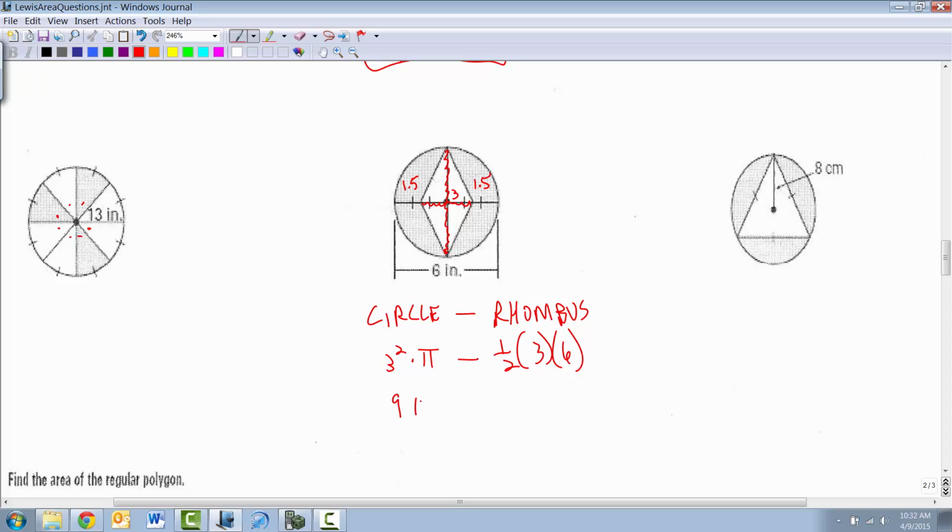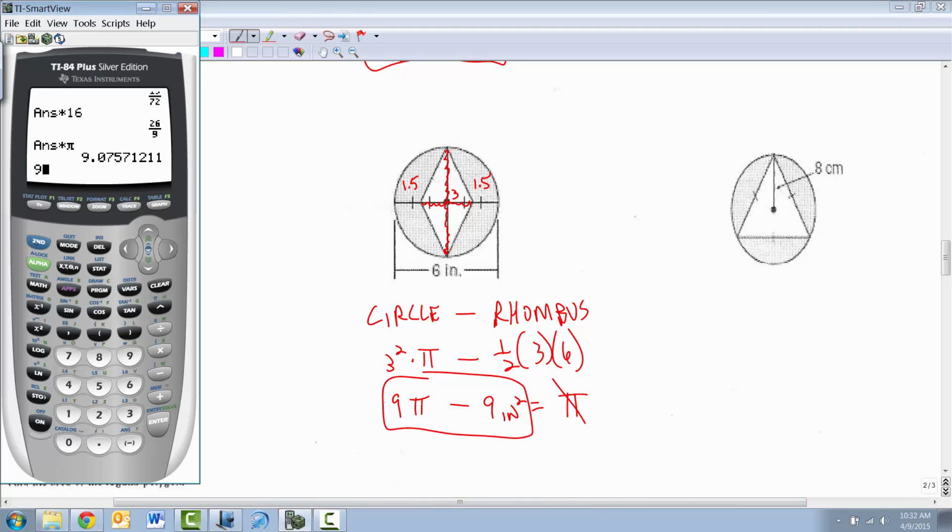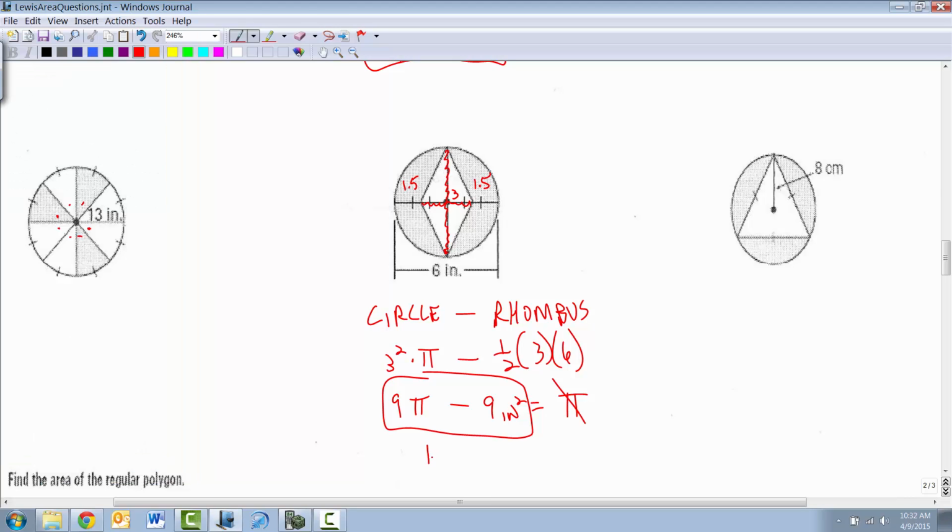So this is 9 pi minus half of 6 is 3. 3 times 3 is 9. No, this does not equal pi. Don't be ridiculous. All right, that is the exact area. This is inches squared. And then the approximate would be you type 9 pi minus 9 and press enter. 19.3. Let's just do 19. At least do tenth. I like to go hundredths a lot. I was just lazy on that last one. That's approximate.